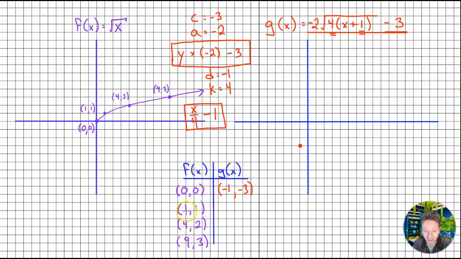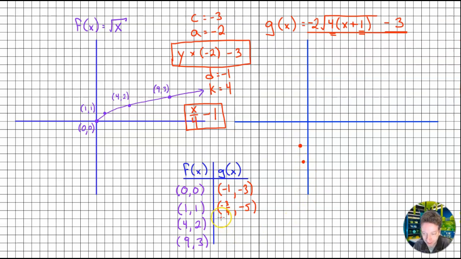Next, 1 and 1. So our x-coordinate is 1. Divide by 4, so that's 1/4 minus 1. So that would be -3/4. Or if you like decimals, minus 0.75. Now our y-coordinate is 1. So multiply by -2. So that's -2. Subtract 3, we get -5. So that would be somewhere 1, 2, 3, 4, somewhere about here.